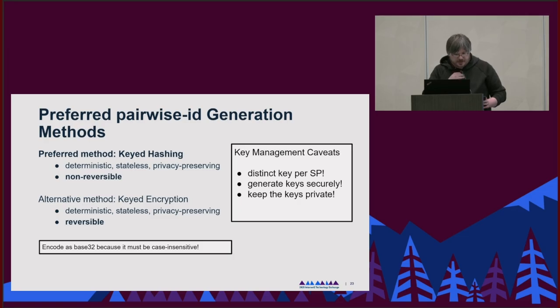So when you get down to it, how are you going to derive these values that the pairwise ID is going to take? Our recommendation in our document is to use keyed hashing, which is a deterministic stateless method that gets you the result that you want. The one property of that is it's non-reversible, so it's a one-way transformation. In our document, we go into a bit of algorithmic detail on how you could achieve this. Read the document if you want details.